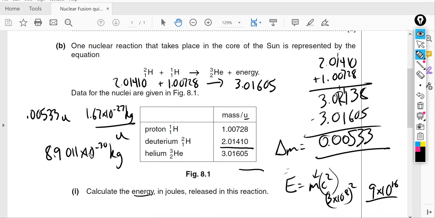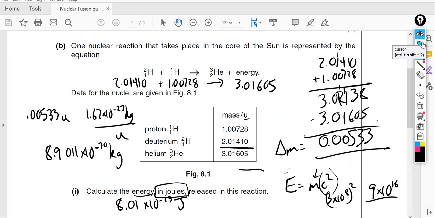You have this number in your calculator, times 9 times 10 to the 16, and I get 8.01 by 10 to the negative 13 joules. All right, and they did want it in joules. So 8.01 by 10 to the negative 13. So you should get to that.